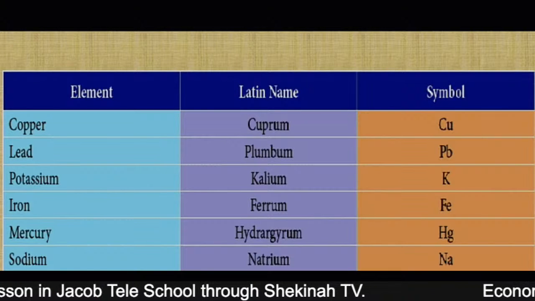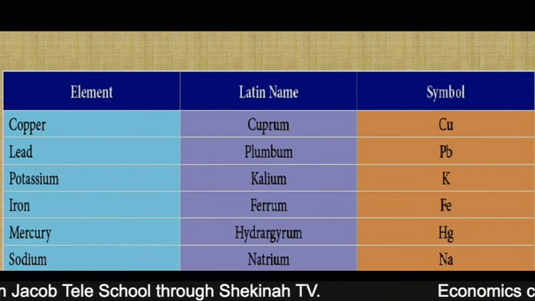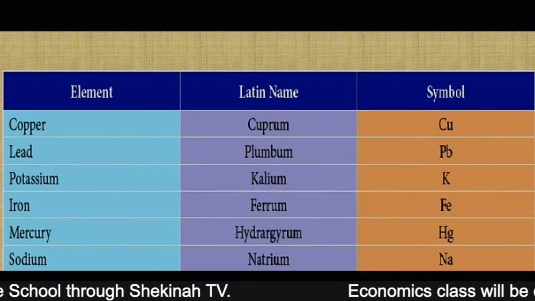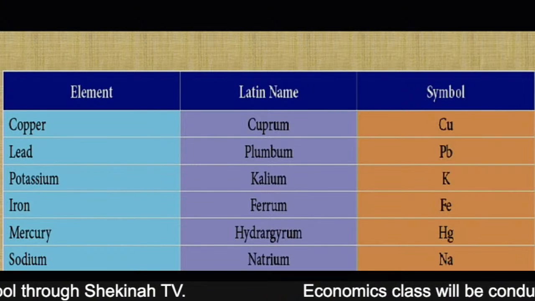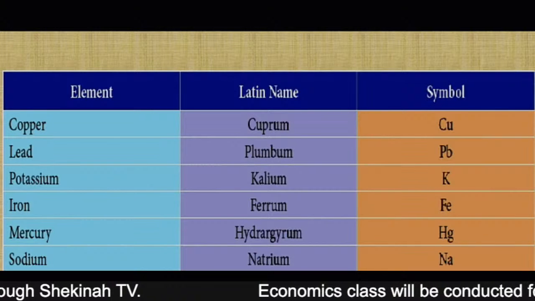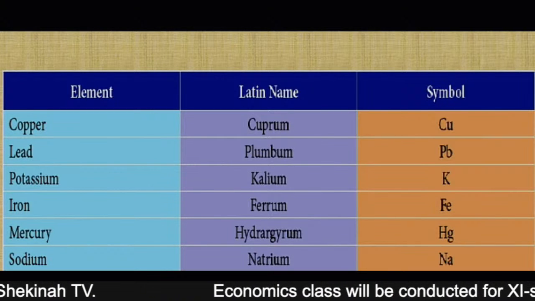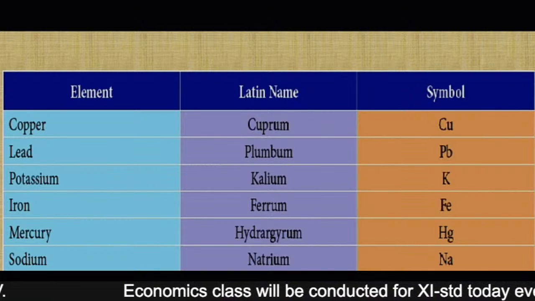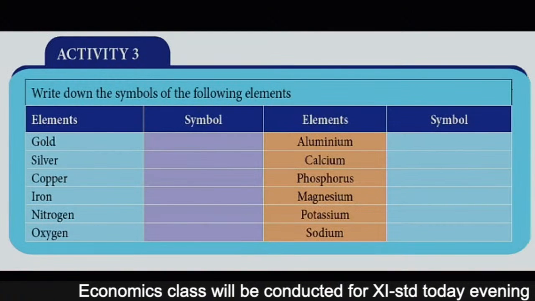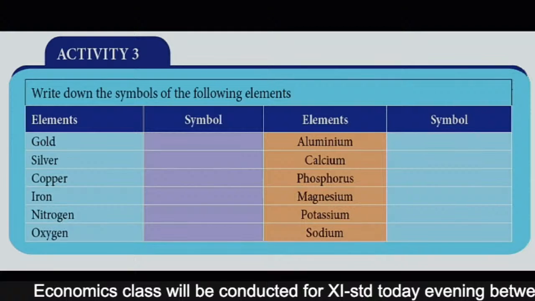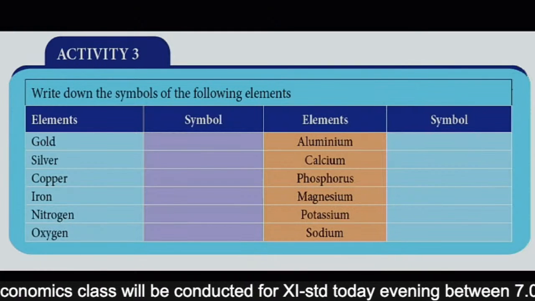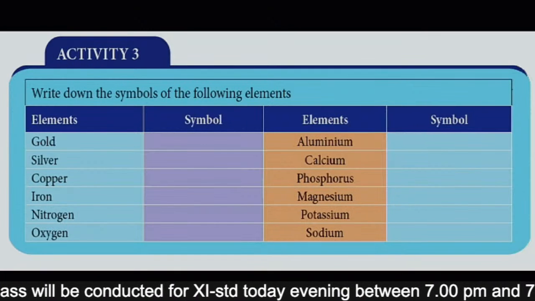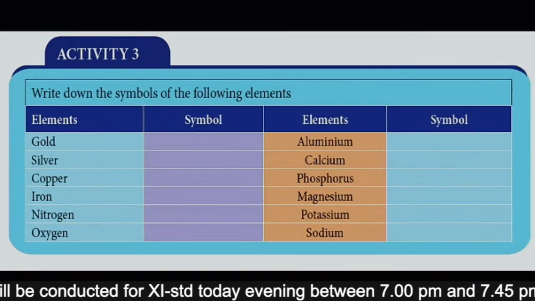So the Latin name of copper is cuprum, the Latin name of lead is plumbum, the Latin name of potassium is kalium, the Latin name of iron is ferrum, the Latin name of mercury is hydrargyrum, and the last one, the Latin name of sodium is natrium. So these all are the Latin names of elements, isn't it? Okay, now I will give one activity for you. See the picture. Write down the symbols of the following elements. First one is gold. What is the symbol of gold? Do you know that?